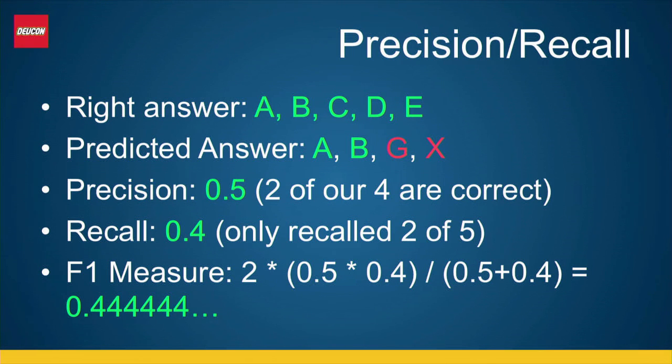And then the F1 measure balances those. So there's the math on how to calculate the F1 measure. So our F1 measure is 0.4444.